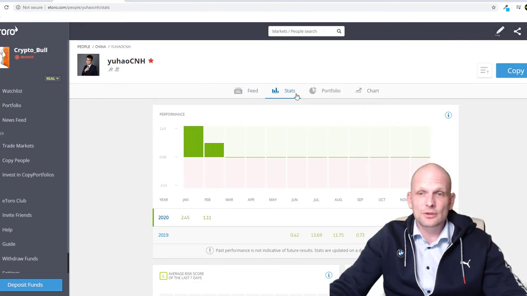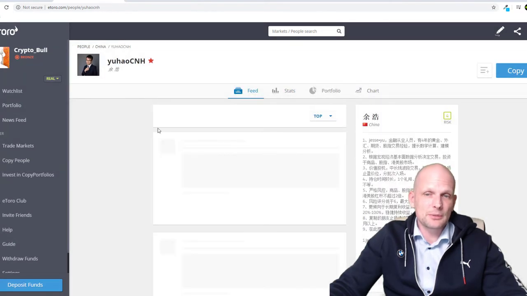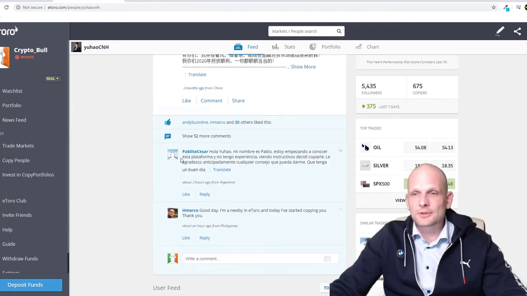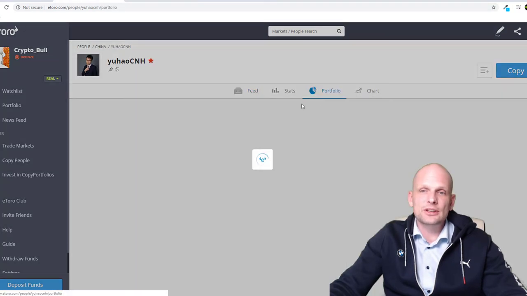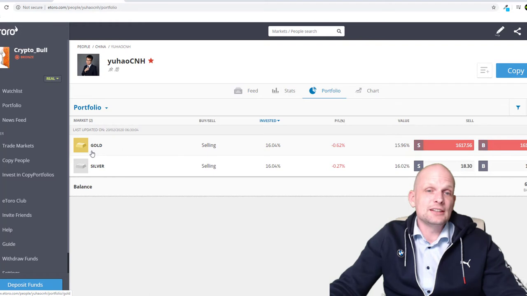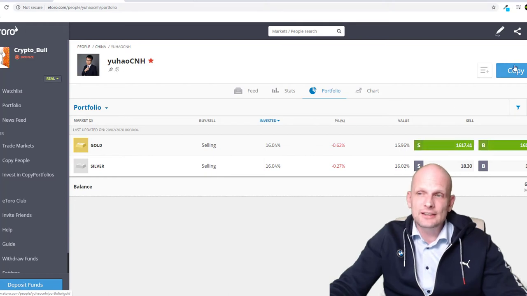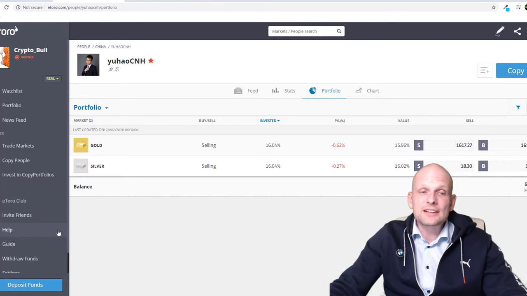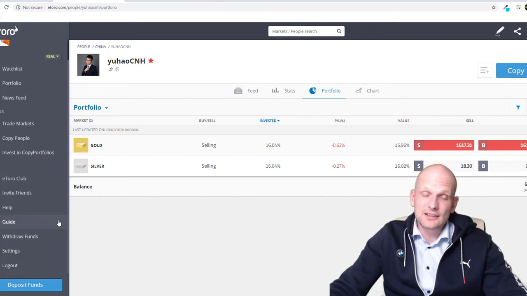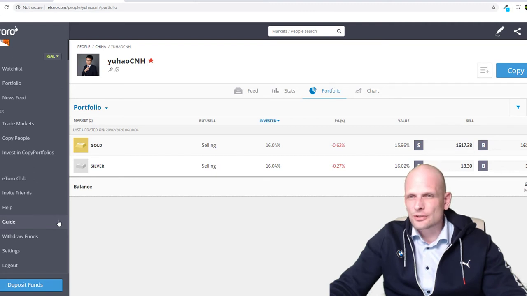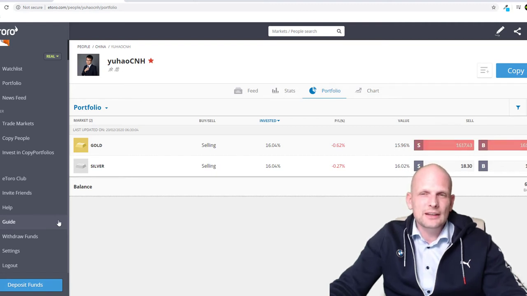You can get into them, you can have a look at his feed, for example, for this guy. It is in Chinese, but you can see anyway, if we go into his portfolio, you can see that he is buying and selling gold. He's selling gold and he's selling silver, and you can copy his trades if you are interested. Here in the top right corner, there is the button Copy. This platform is very, very good, guys, and it is very easy to use. There are no complications with graphics, with all this complicated charting, but this is as simple as possible.